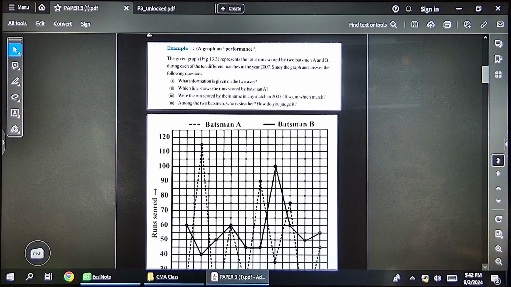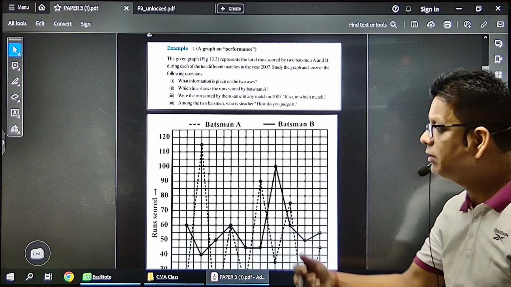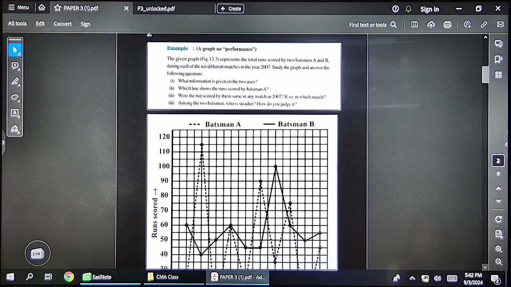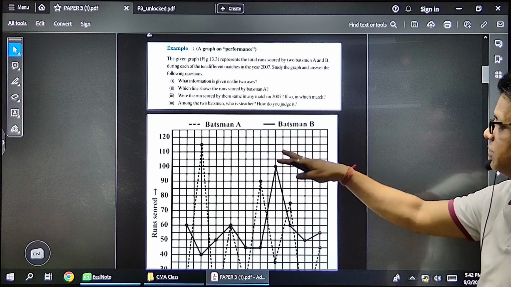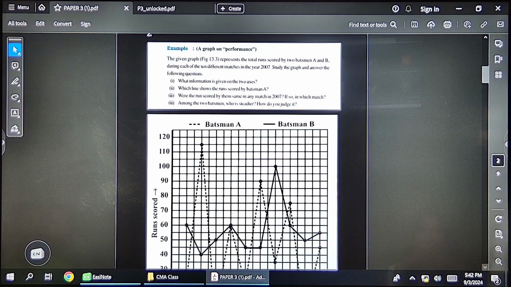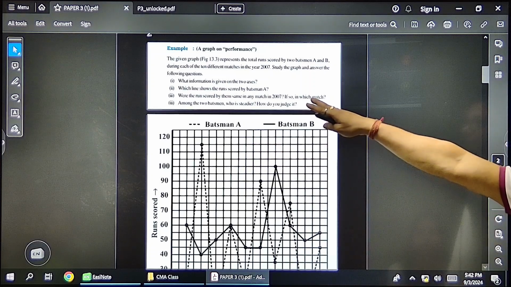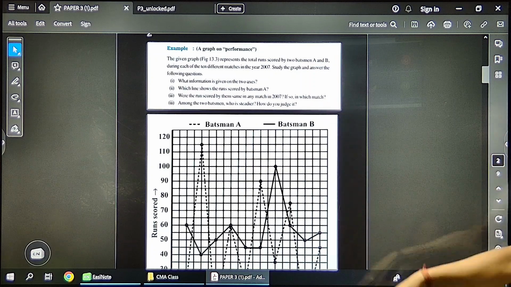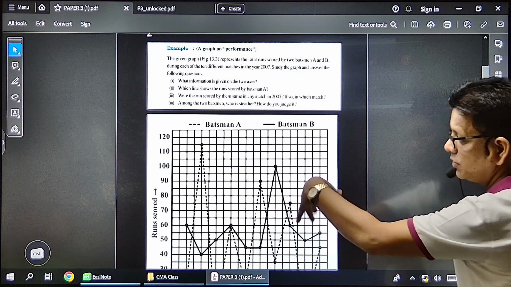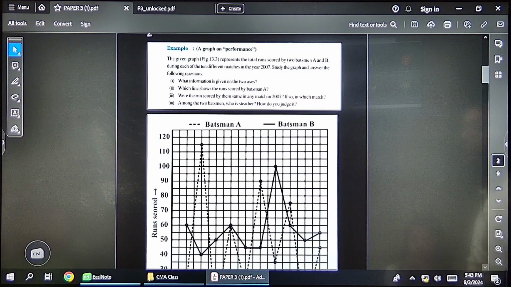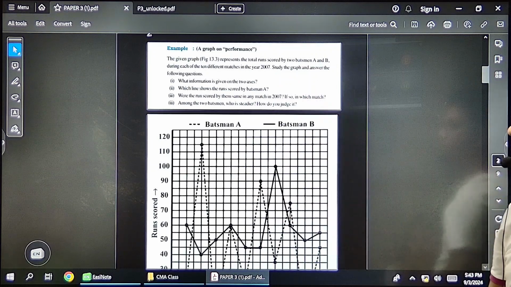Let me read the question, then you will understand if I do one or two questions. The given graph represents the total runs scored by two batsmen A and B. As I told you, these are performances of two batsmen A and B, during each of 10 different matches in the year 2007. They played 10 matches in the year 2007, so that is what is drawn on the graph. Study the graph and answer the following questions.